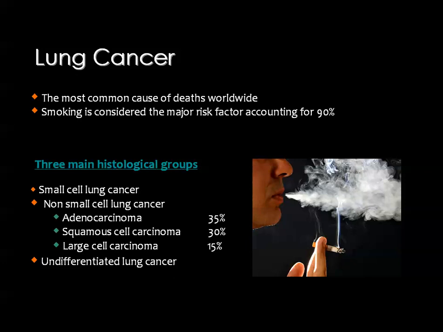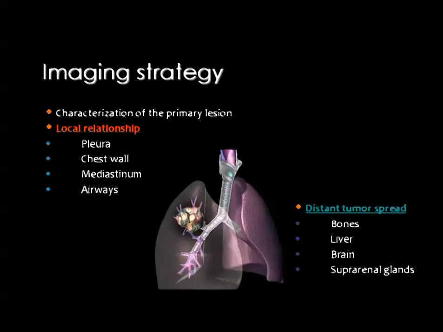Actually, you all know that we have three main histologic groups of lung cancer: the small cell lung cancer, the non-small cell lung cancer, which includes the adenocarcinoma, the squamous cell carcinoma, and the large cell carcinoma. And we have finally the undifferentiated lung cancer.